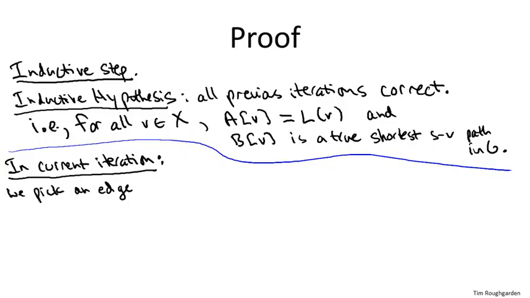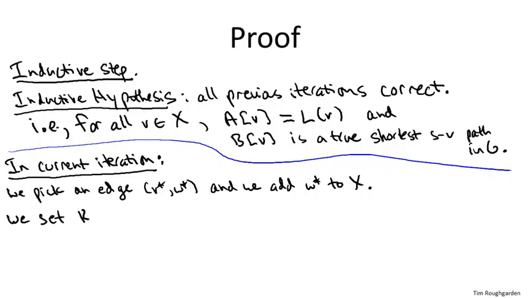Again, remember, this is a proof by induction. We are assuming this is true, and we're going to certainly make use of this assumption when we establish the correctness of the new iteration, the current iteration. So what happens in an iteration? Well, we pick an edge, which we've been calling V star W star, and we add the head of this edge, W star, to the set X. So let's get our bearings and remember what Dijkstra's algorithm computes as the shortest path and shortest path distance for this new vertex W star.